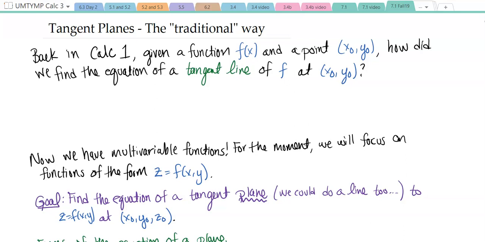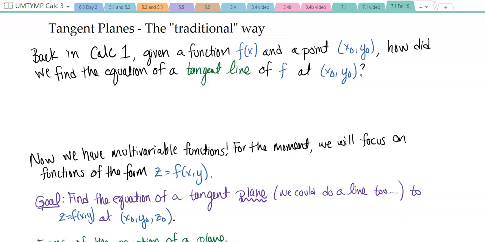This video is going to focus on tangent planes for multivariable functions. But for a moment we want to step back to Calc 1 and remember, if we were given a function and a point, how did we find the equation of a tangent line to the function at that point, right?